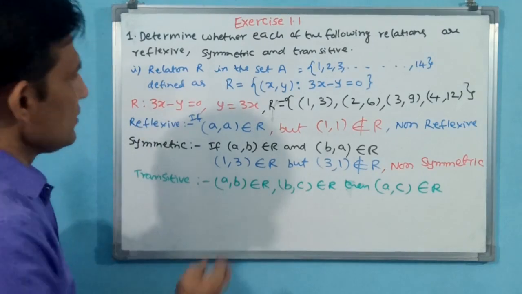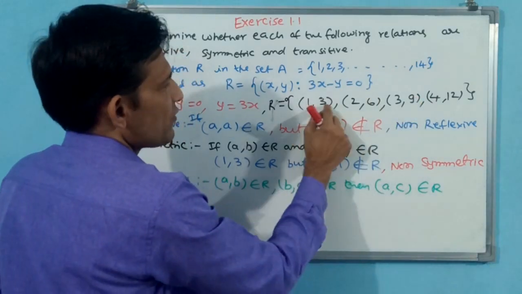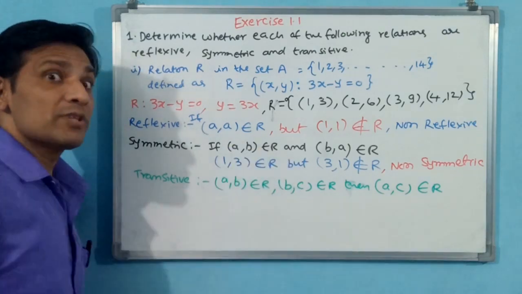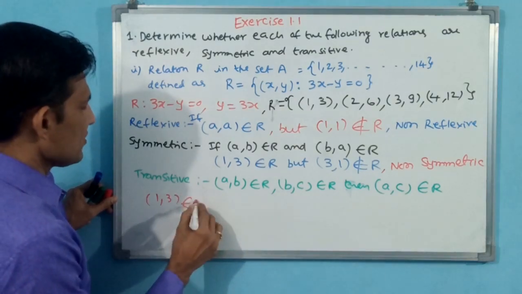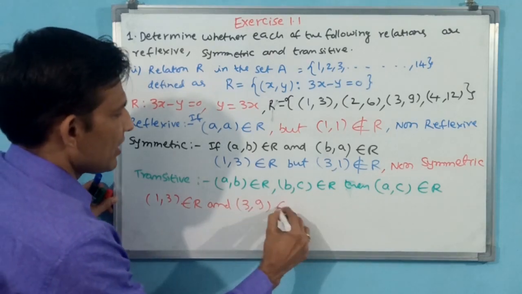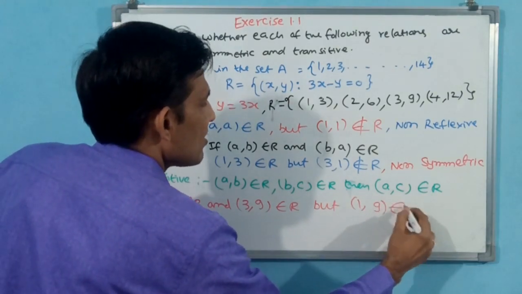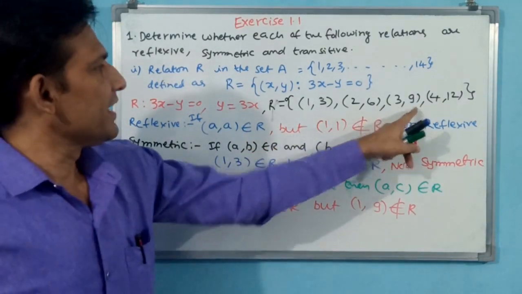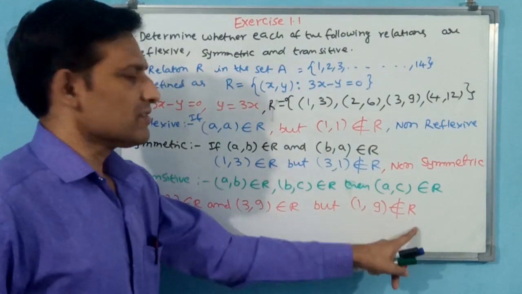Now if you see here, 1 to 3 is there, and 3 to 9 is also there. See, A to B, B to C, but 1 to 9 is not there. You understand, na? That is why this is not a transitive relation. Let me write: 1, 3 belongs to R and 3, 9 belongs to R, but 1, 9 does not belong to R. 1 to 3 is there, 3 to 9 is there, but 1 to 9 is not there. That means A to B is there, B to C is there, A to C is not there.